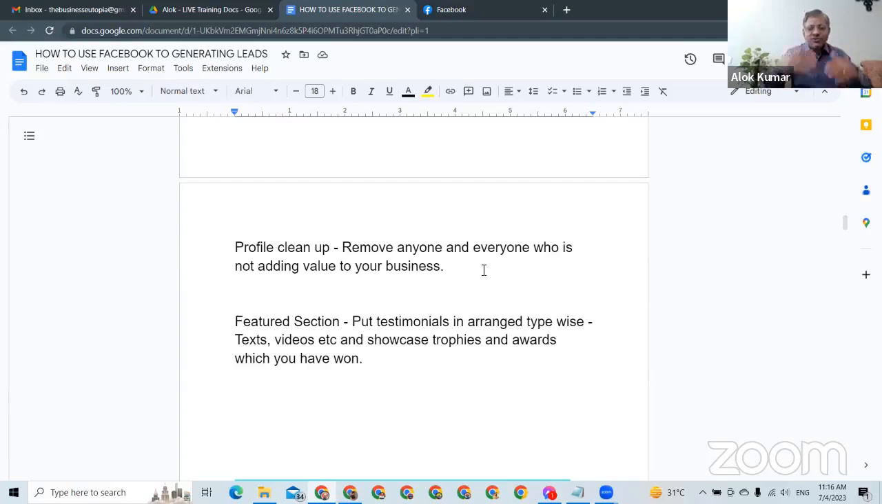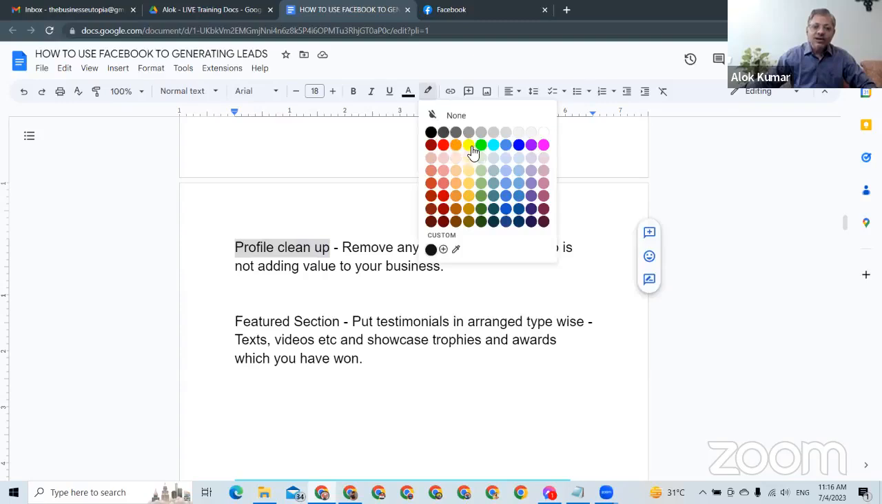Right now, there has to be another section for how you're going to add multiple people that I'll be covering later, not in this topic because it is going to be a long one. So profile cleanup means remove anyone and everyone who is not adding value to your business. As simple as that, right? You got it? So you need to do the profile cleanup, correct?